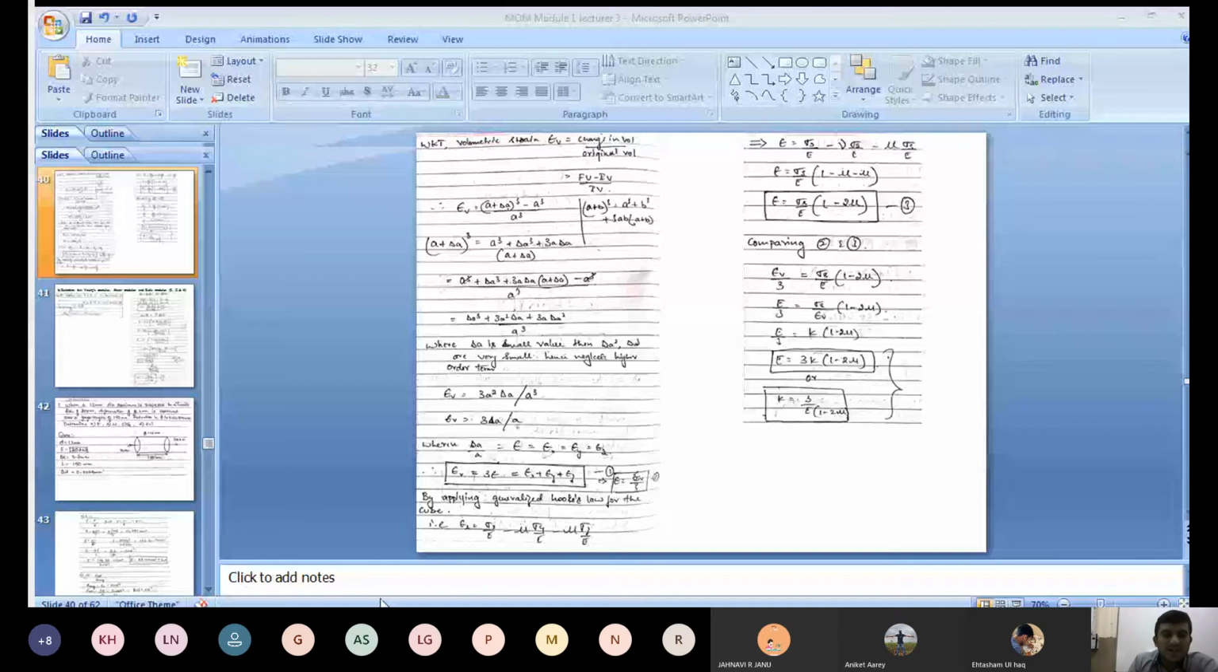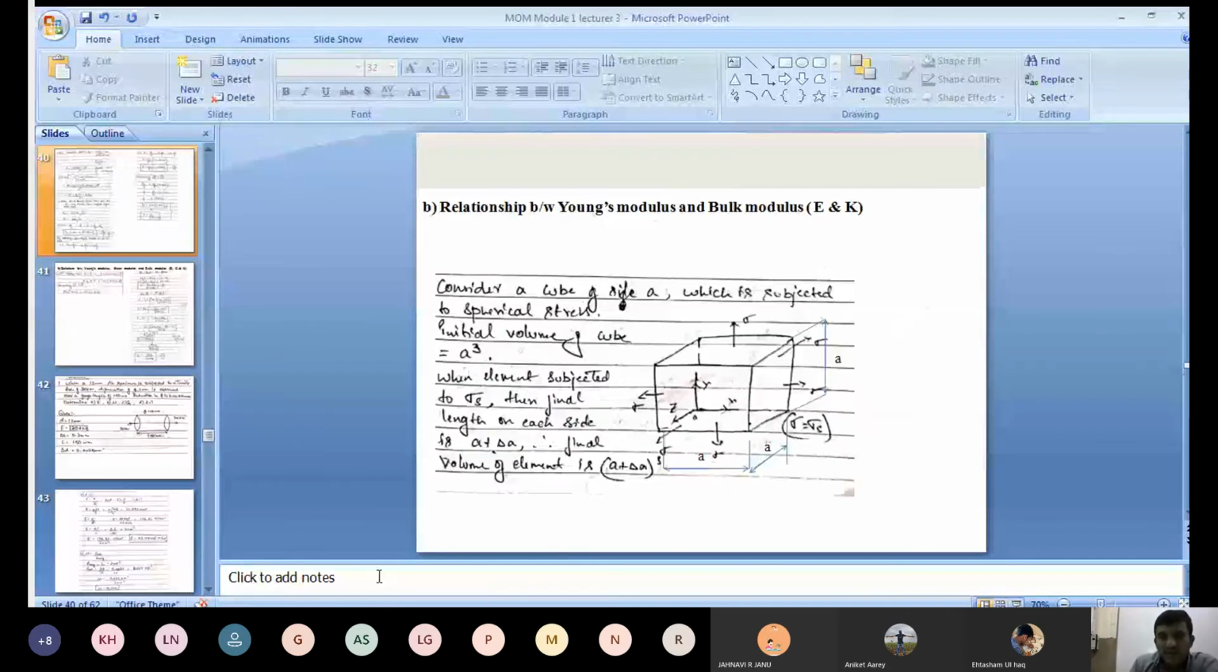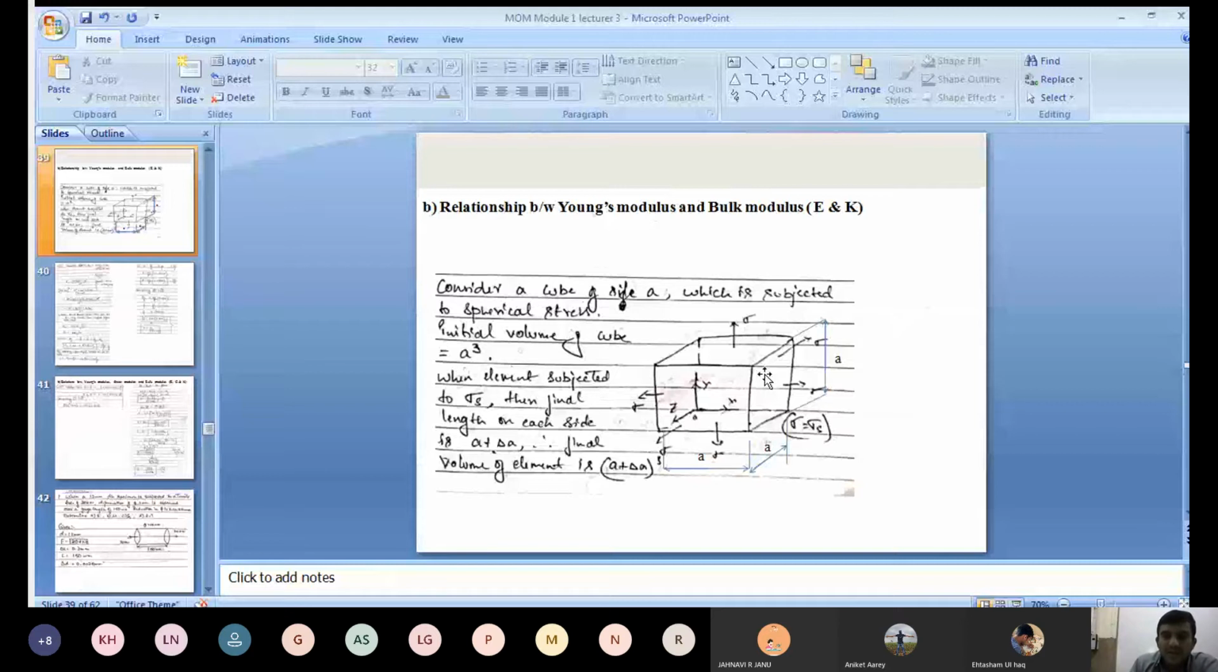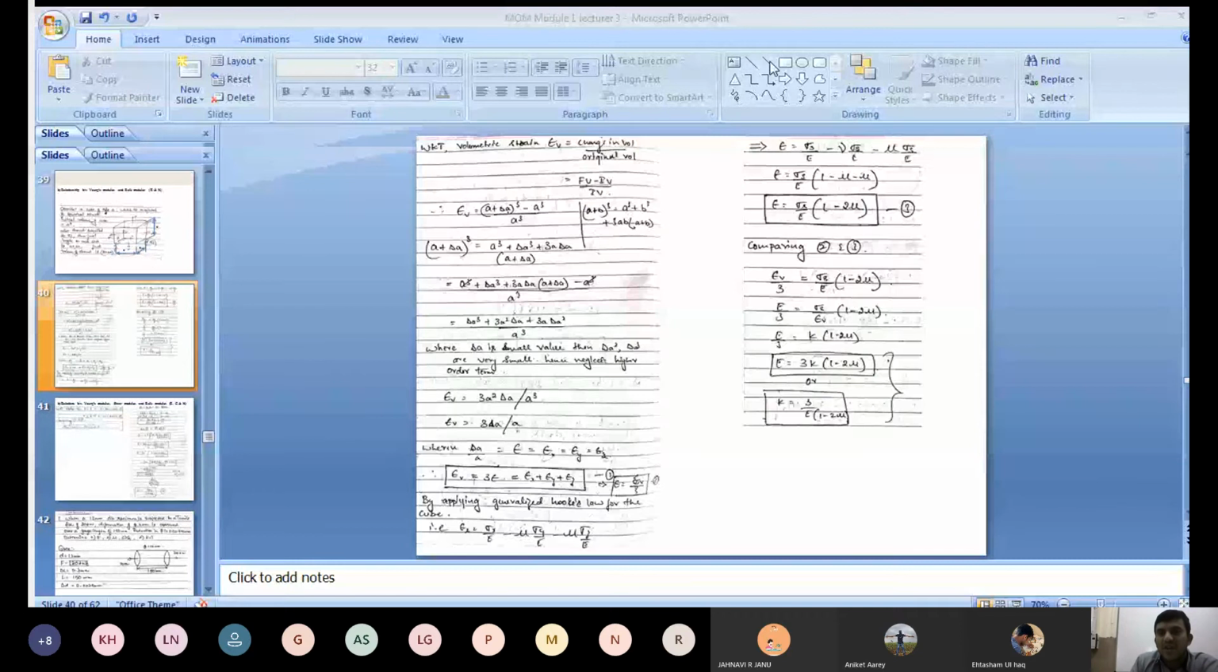Now see, what is the stress acting along the x-axis, y-axis, and z-axis? The stress acting along the x-axis is sigma, that is sigma x. The y-axis also sigma, and the z direction also sigma is acting. Sigma x is equal to sigma y is equal to sigma z, that is equal to sigma suffix s. Now substitute here and take the common term, sigma s by E, outside. 1 minus mu minus mu, that becomes minus 2 times mu.